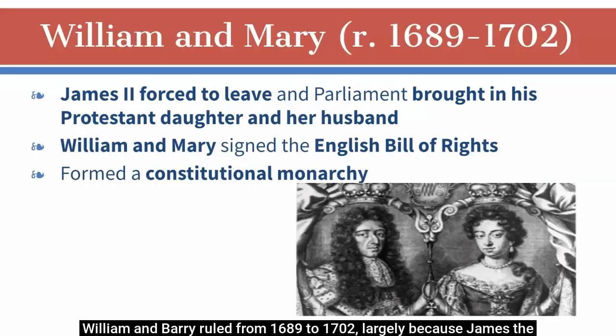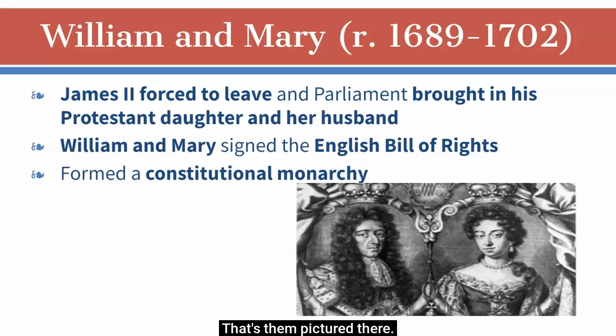William and Mary ruled from 1689 to 1702, largely because James II was forced to leave because Parliament didn't want a Catholic king, and they brought in his Protestant daughter and his husband. That's them pictured there. The daughter was Mary, William was the husband. They signed the English Bill of Rights and formed a constitutional monarchy.